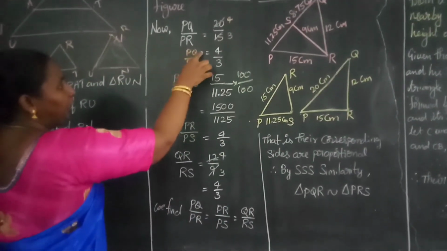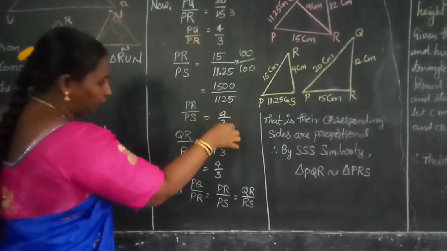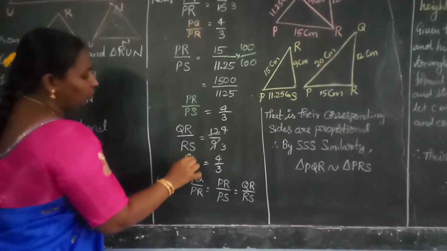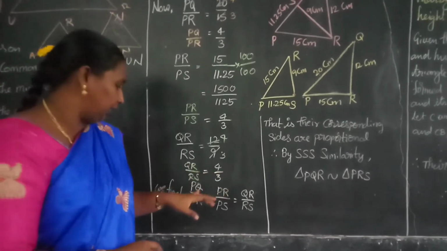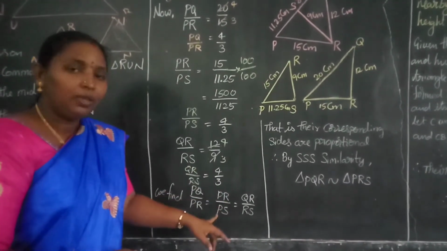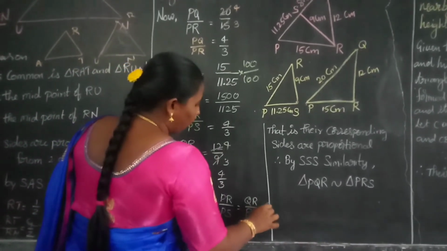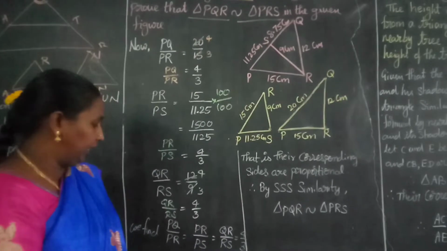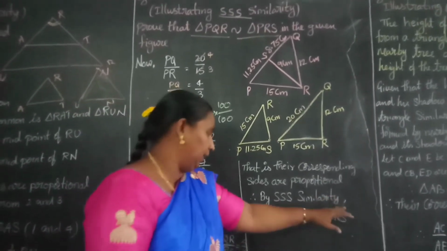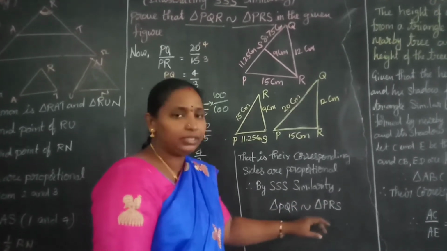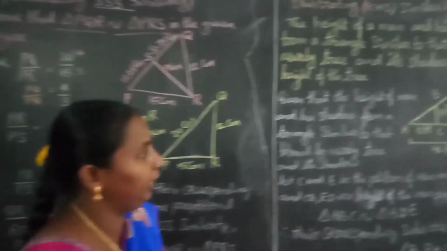Here we got PQ by PR equal to 4 by 3 and PR by PS equal to 4 by 3 and also QR by RS is also 4 by 3. They are in proportion, that is PQ by PR equal to PR by PS equal to QR by RS, which is equal to 4 by 3. Okay, so their corresponding sides are in proportion. By side similarity, triangle PQR is similar to triangle PRS. Did you understand? Move on to the next sum.